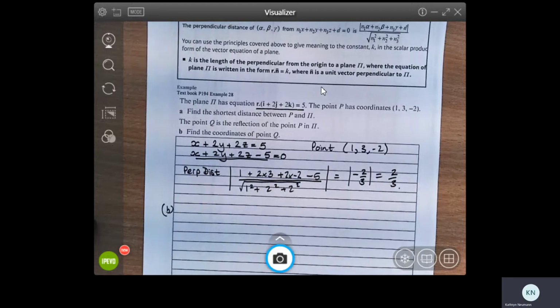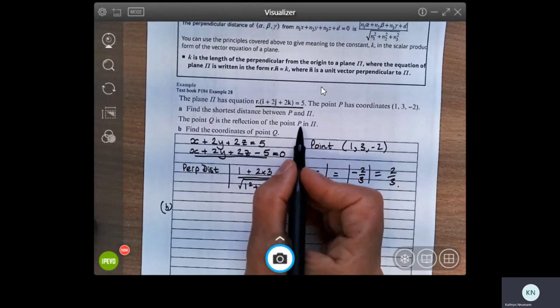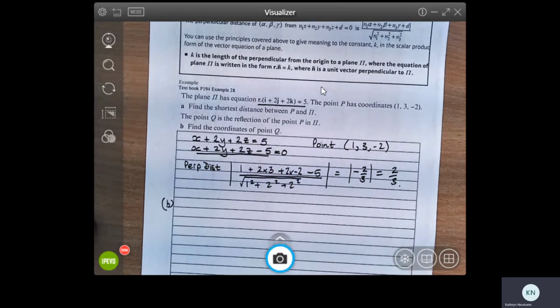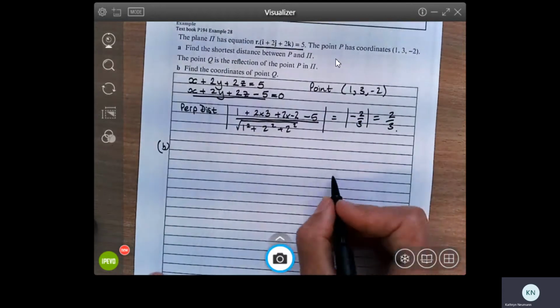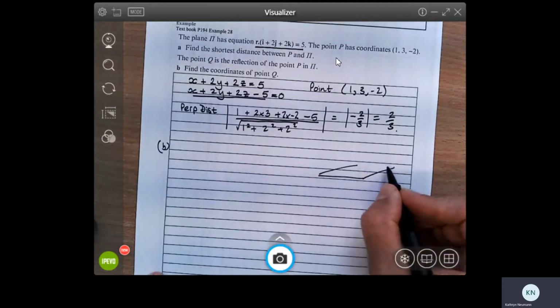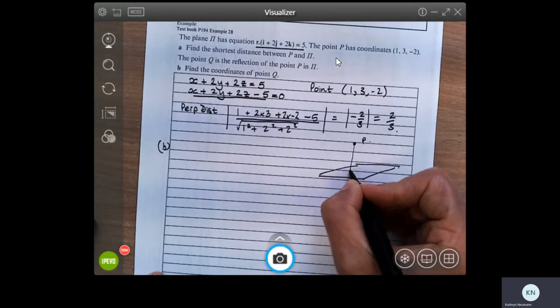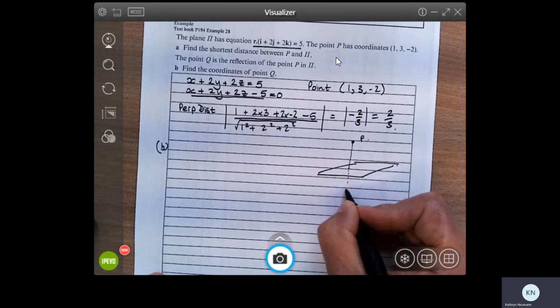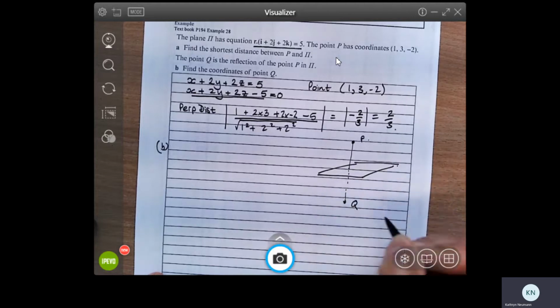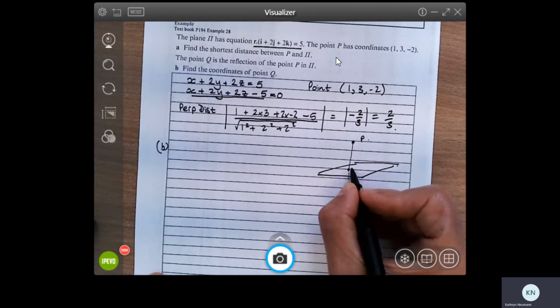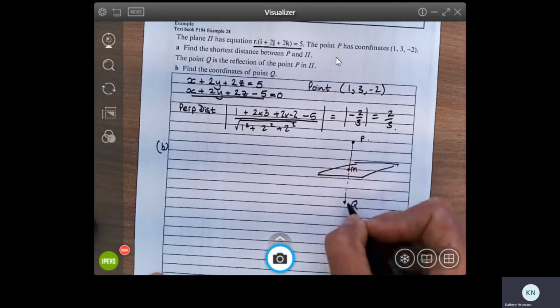Part B of this question asks you to reflect this point in the plane, and you're going to get the answer Q, and you want the coordinates of Q. So a diagram helps a lot here. Here is our plane, and here's our point P. And we want to reflect that. So it's going to go down to there, and then it's going to end up there. That's going to be where Q ends up. So this is the plane. I'm going to call that point there M, because that's the midpoint of that line in a reflection.